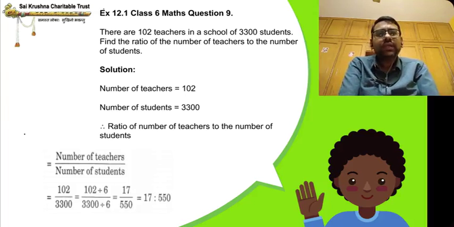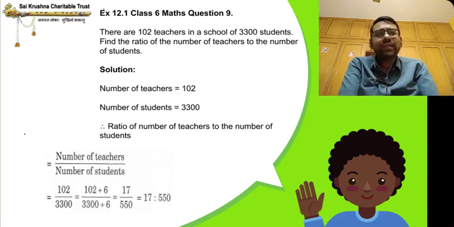There are 102 teachers in a school and 3,300 students. Find the ratio of number of teachers to number of students. How many teachers are there? 102 teachers. How many students? 3,300 students. What do you have to find here? The ratio of number of teachers to number of students, which is 102 by 3,300.